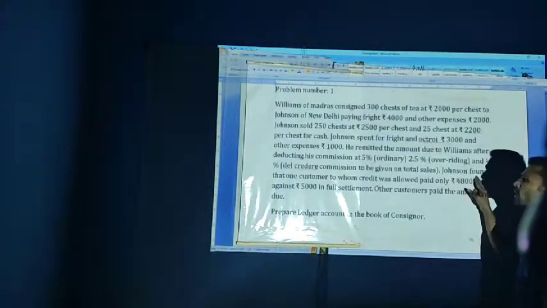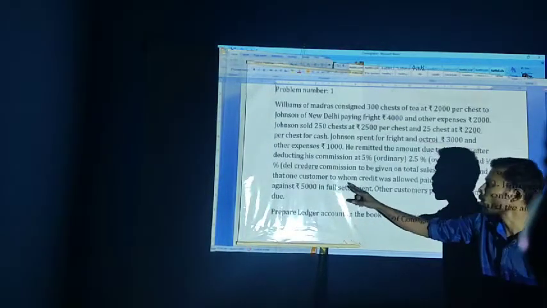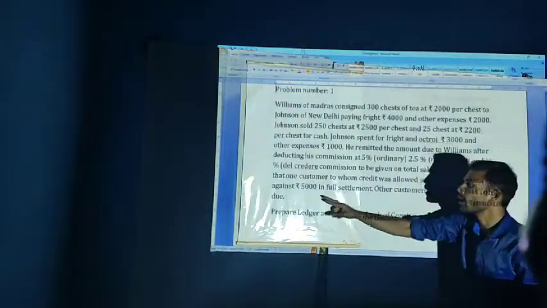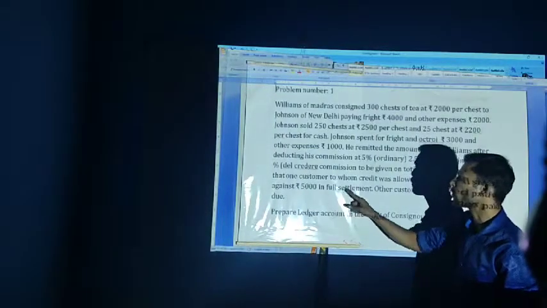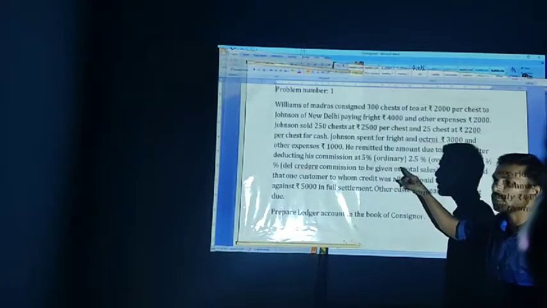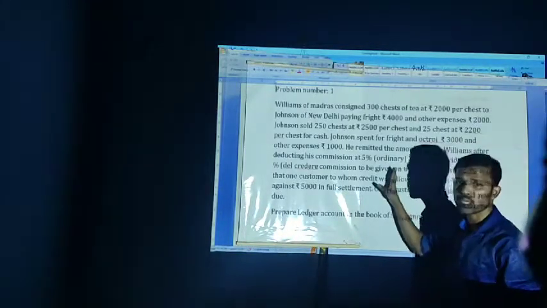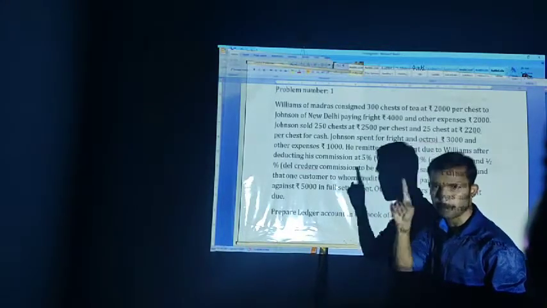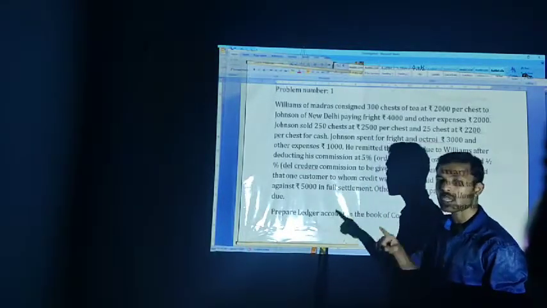Next, Johnson found that one customer to whom credit was allowed paid only 4,800 against 5,000 in full settlement. Since the consignor is paying the del credere commission, you know that del credere commission means when a consignee is responsible for the bad debts, in such a situation the del credere commission applies.